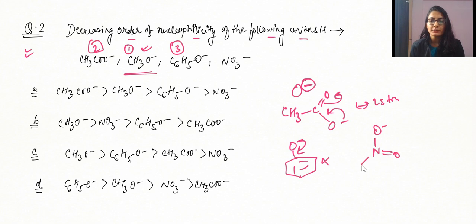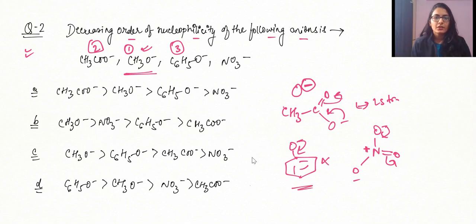Alright, so it is going to be something like this. Okay, there is a positive charge on nitrogen. So definitely, guys, it is also having a lot of resonance structures which are also identical. So 3 or 4 resonance structures which are also identical. So we can say it is also going to be less nucleophilic as compared to the phenoxide ion.